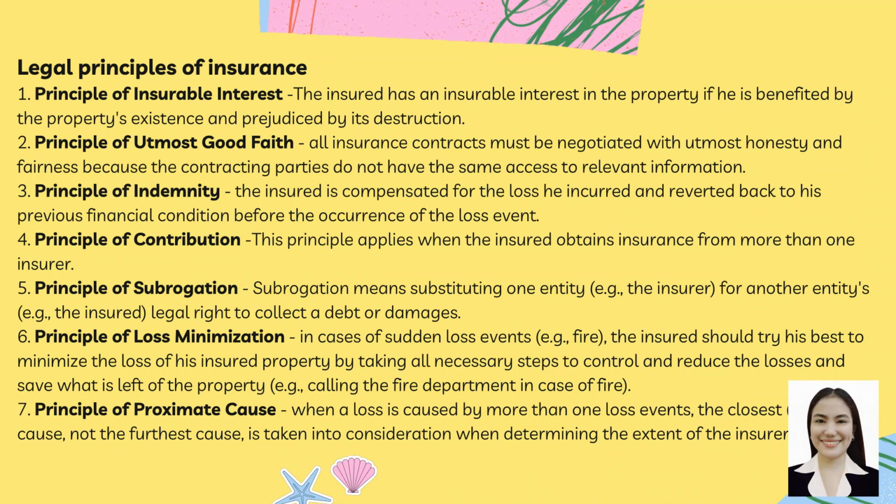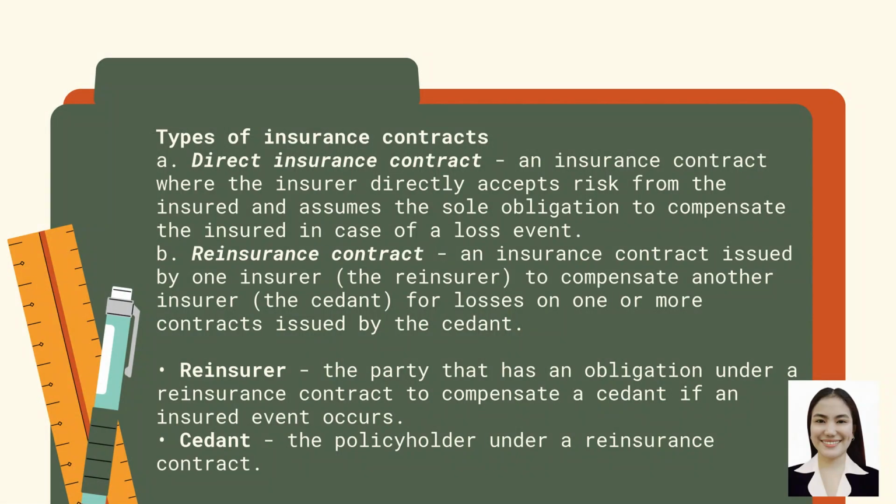So, additional po, no, meron daw pong tatlong types of insurers. Yung government insurance, proprietary insurance, and mutual insurance. So now, let's proceed to the next slide about the types of insurance contract. So, we have two, direct insurance contract and reinsurance contract. Direct insurance contract, an insurance contract where the insurer directly accepts risk from the insured and assumes the sole obligation to compensate the insured in case of a loss event.